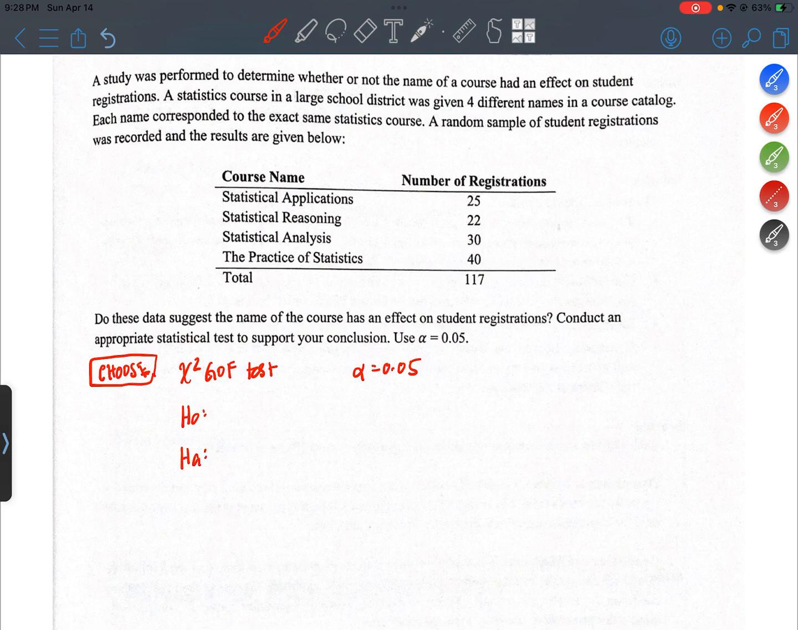The null hypothesis would usually be that the claimed distribution is correct. But they don't really specify a claimed distribution. They just say the course name has an effect on student registrations. The word null means no or nothing, so maybe we should just write that there is no effect on student registrations. What that would mean is that we would expect to have equal numbers of signups for each of the 4 course names, right? So 25% for each category.